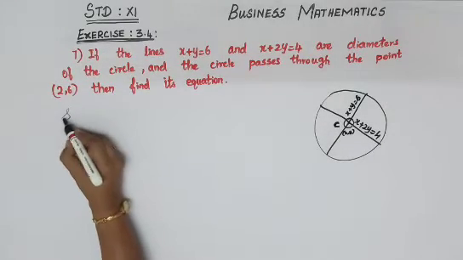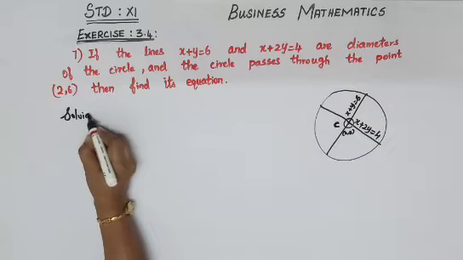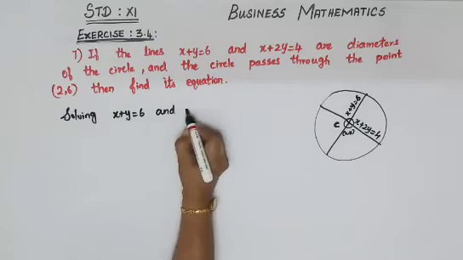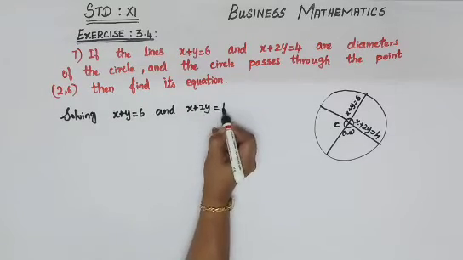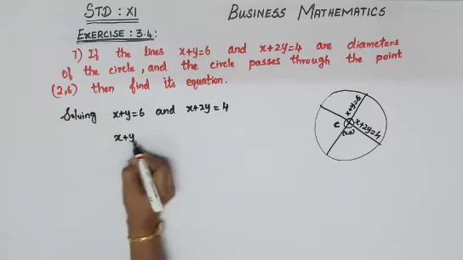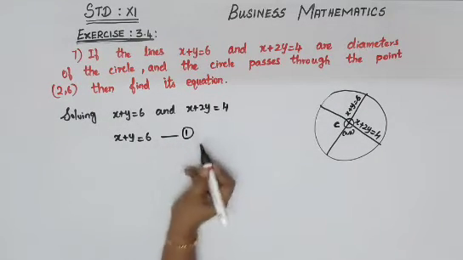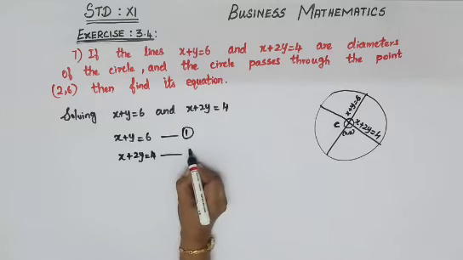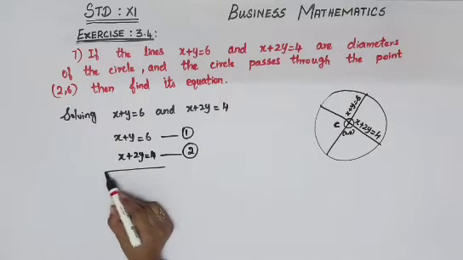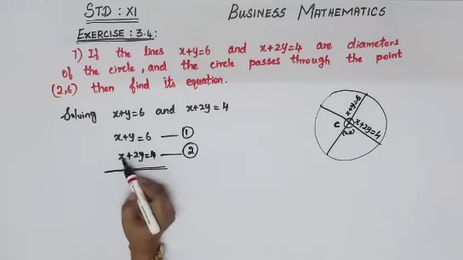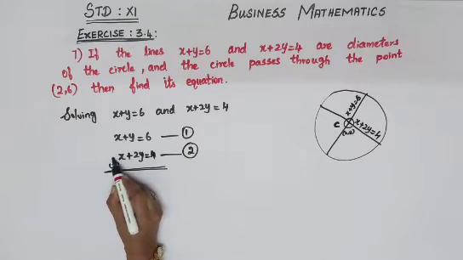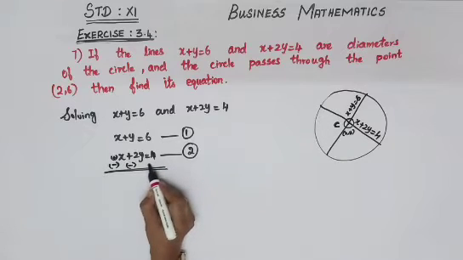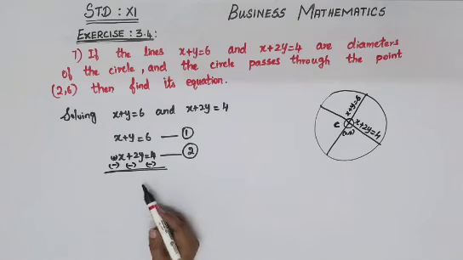So solving x plus y is equal to 6, we mark this as equation 1, and x plus 2y is equal to 4, we mark that as equation 2. You know this solving, which you have studied in your 10th standard. Here plus x and plus x, so you'll have to change the symbol. Since you have got plus here, write minus. Again plus is here, minus. That is, for the second equation you will have to change the symbol.